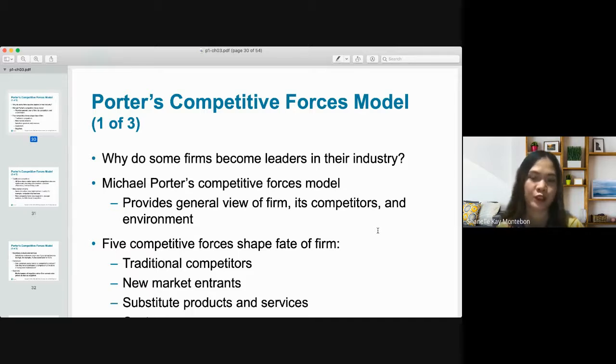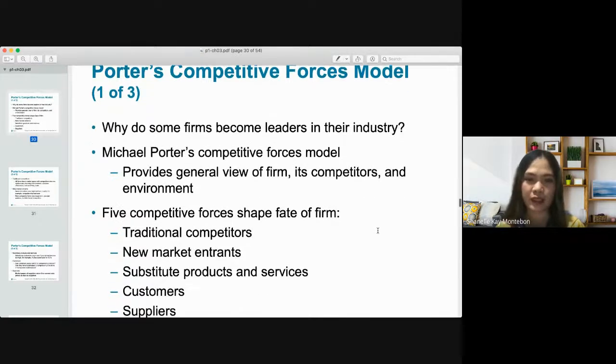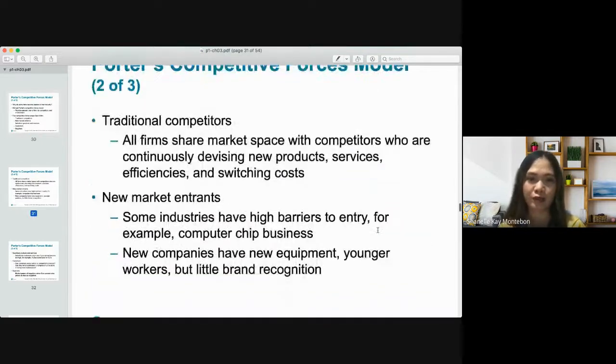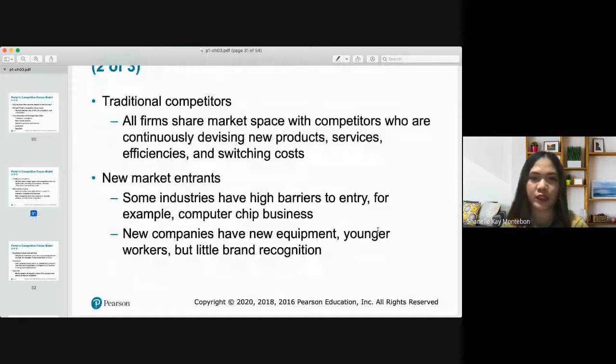Michael Porter's competitive forces model provides a general view of the firm, its competitors, and environment. According to Michael Porter, there are five competitive forces that shape the fate of the firm. And these are the traditional competitors, the new market entrants, substitute products and services, customers, and suppliers. So, first we have the traditional competitors.